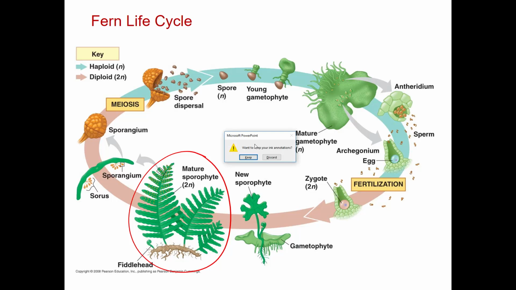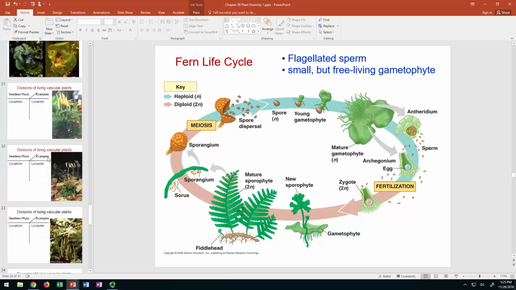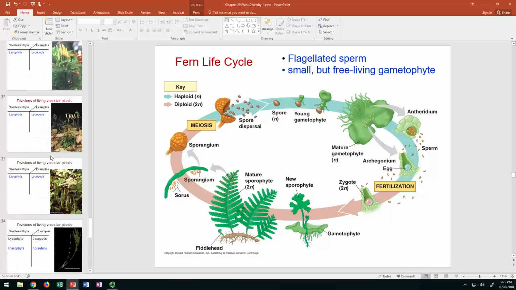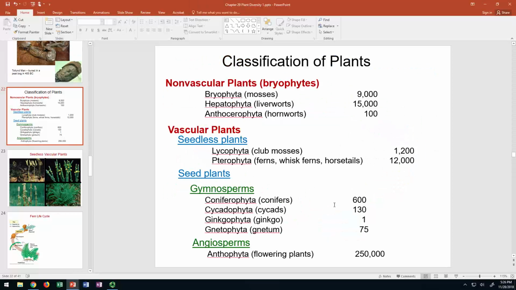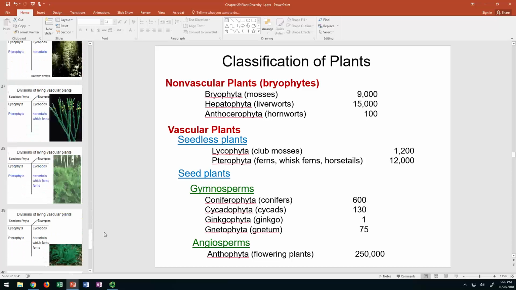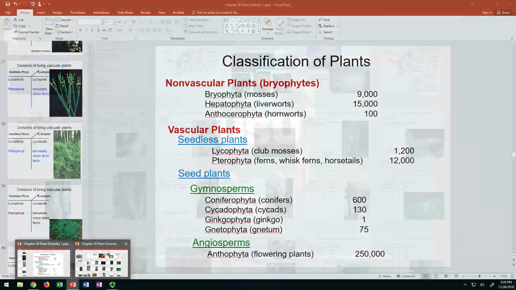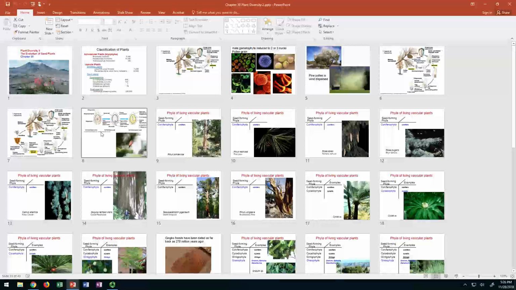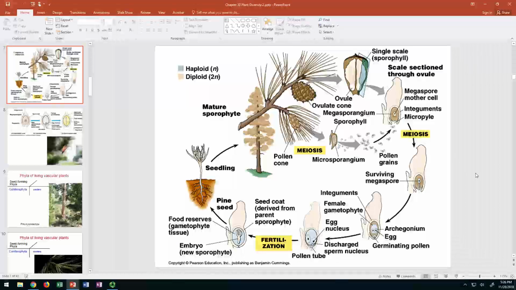What other one am I missing? It's all the cycles that he's got. So we've looked at non-vascular and vascular, right? We looked at seedless vascular. I think 30 is what has the seeded vascular. These are the gymnosperms.